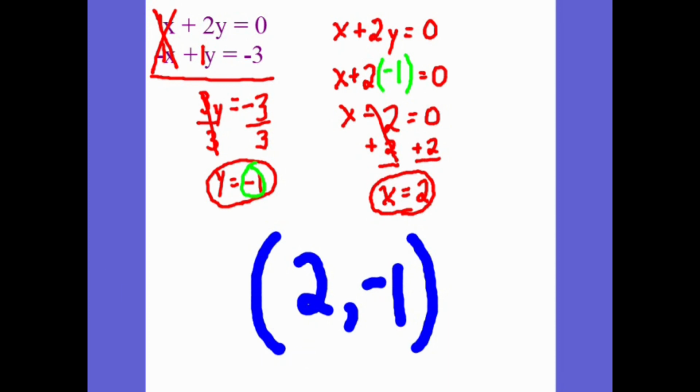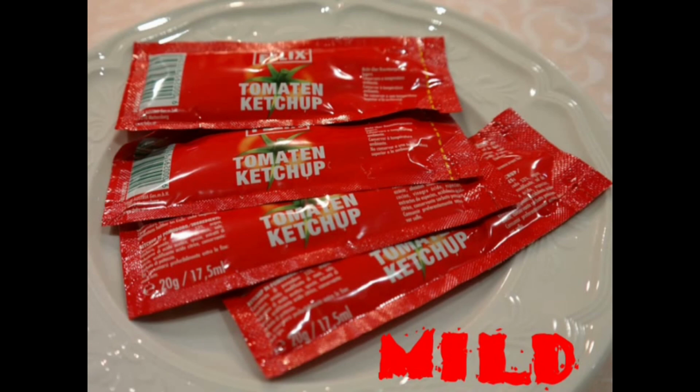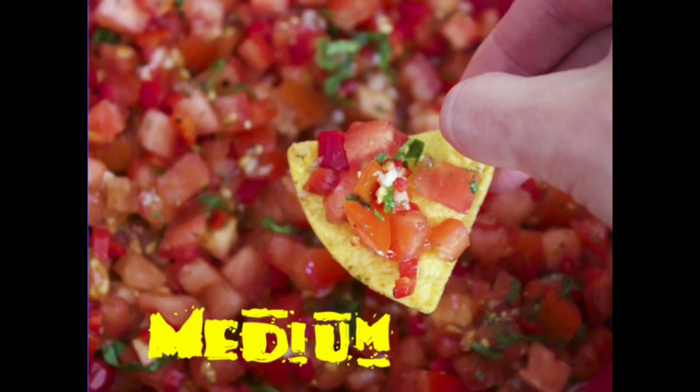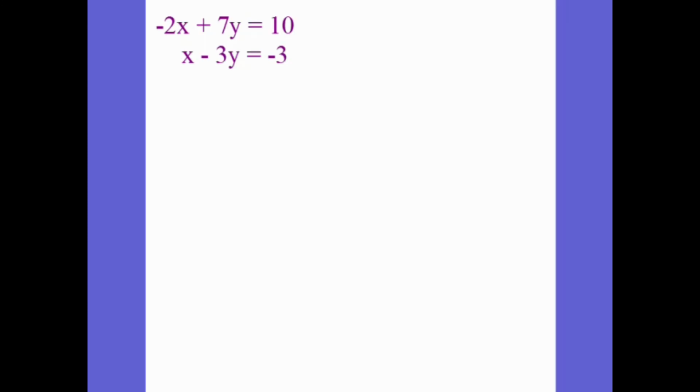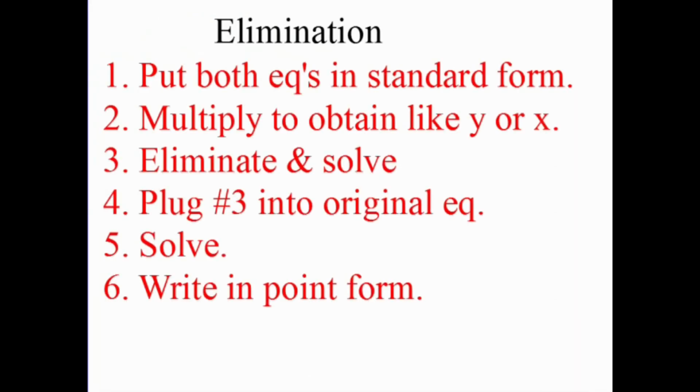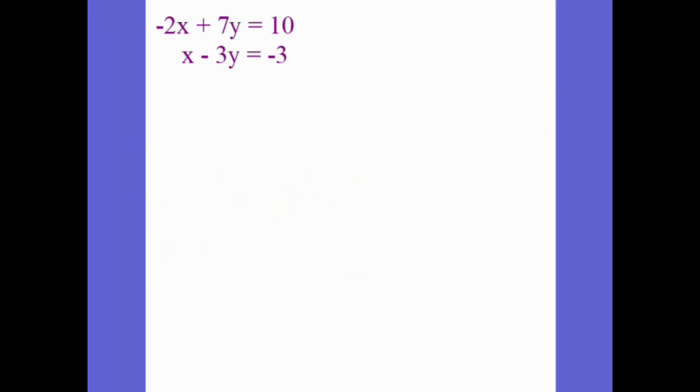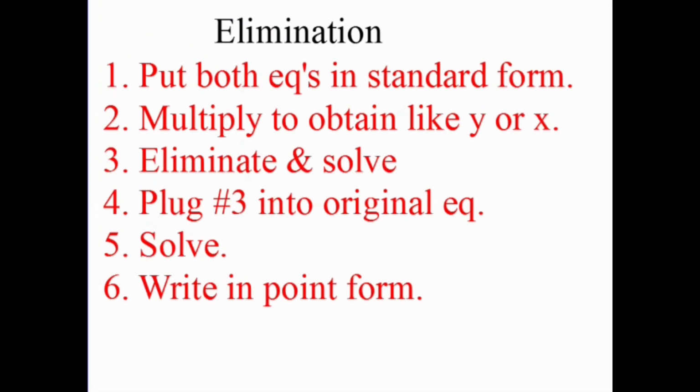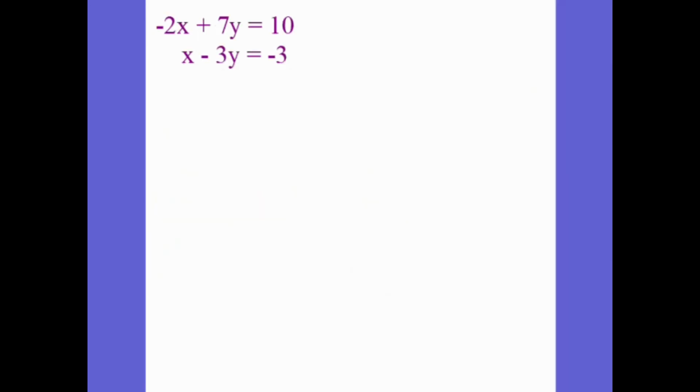Well, that completes the mild section. Now it's time to move on to medium. Don't get too frightened. This will not be so bad. So, your next step, the very first one, make sure they're both in standard form. Well, they are both in standard form. So, my next step, step 2, multiply to obtain a like x or y. All this means, first of all, put a 1 here, because there's no number in front.